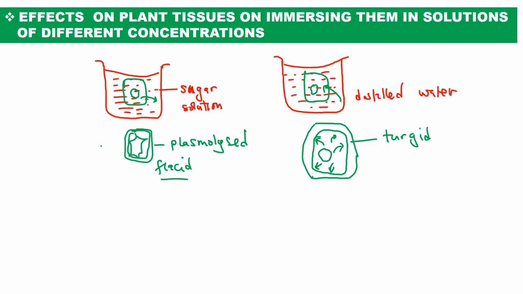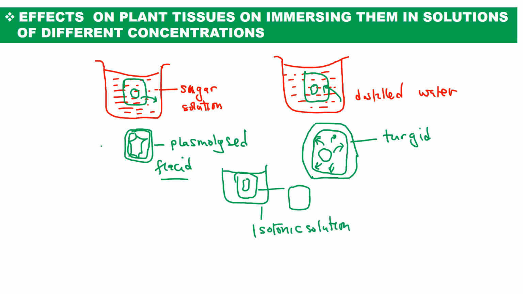Okay. Then what about if it is just put in a certain solution known as an isotonic solution? Here, they have equal concentration. The concentration inside the cell and the solution are equal. So in this case, nothing will happen to the cell. There will be no net effect. And that is what we call an isotonic solution, one in which the concentration of the cell and that of the solution are equal.